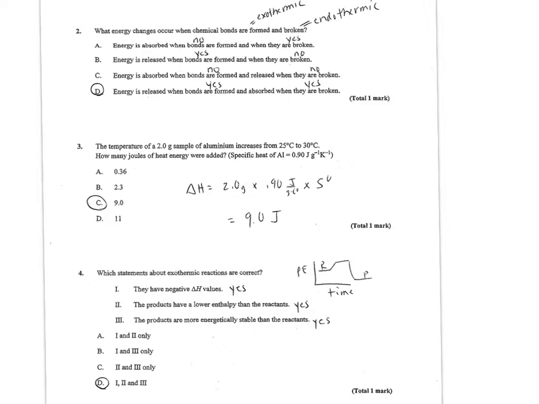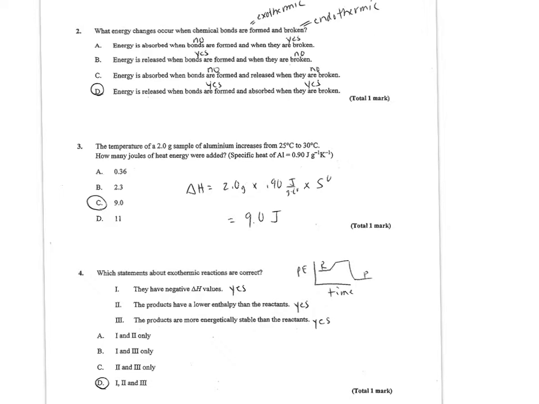Number 2, what energy changes occur when chemical bonds are formed? So bond forming is exothermic, that's the product side of things. And when they're broken, that's the endothermic part. Reactants, the bonds have to be broken before the reaction can proceed. So A says energy is absorbed when bonds are formed and when they are broken. Not true. Energy is absorbed for the bond breaking, but it's released for the bond making. So it's not absorbed in both processes, and B, it's not released in both processes. So A and B are not contenders.